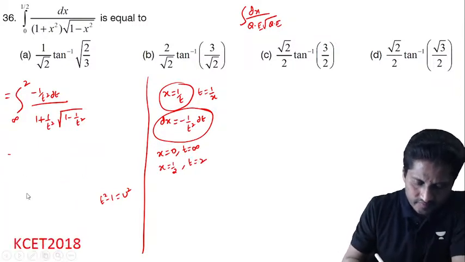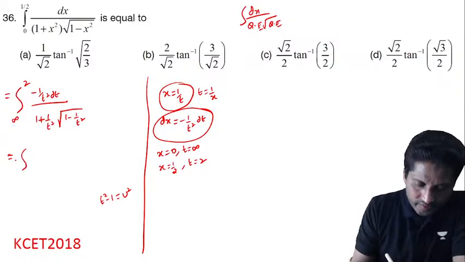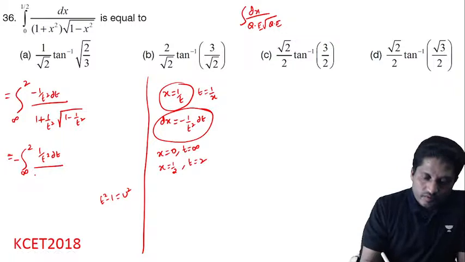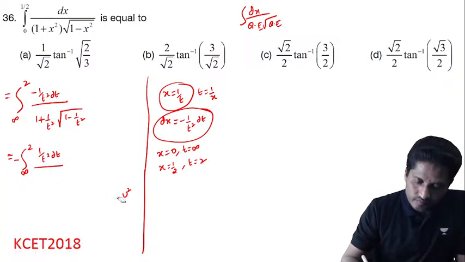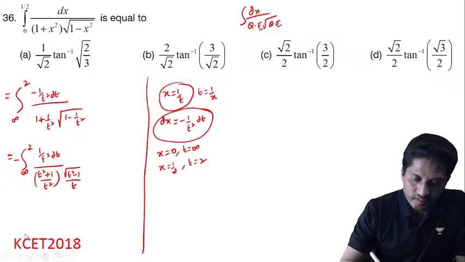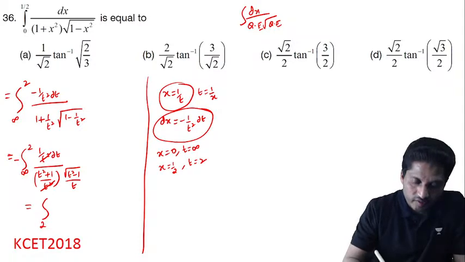So listen. Integration of minus infinity to 2, 1 by t square into dt divided by t square plus 1 divided by t square. So this is root of t square minus 1. Root of t square is t. Now this will cancel. T goes to the numerator. I change the limit, minus will become plus. Infinity to 2, I'll write 2 to infinity. T into dt.